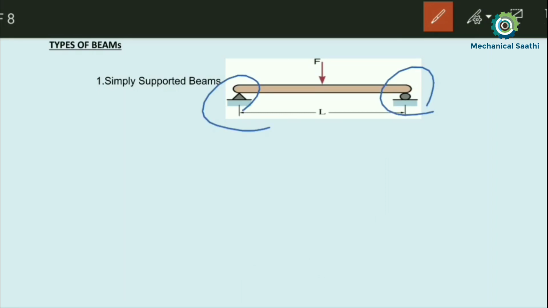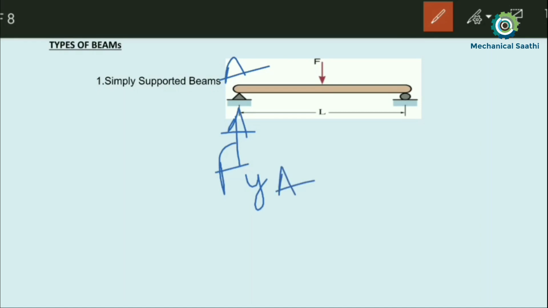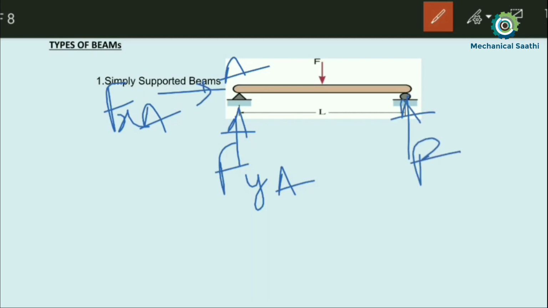If you see, in the case of the hinge support, you will get two reactions. Along the y-axis you will get the reaction Fy; let this be point A, so I can write Fy A. Along the x-axis you will also get a reaction, let us say Fx A. But in the case of the roller support, you will get only the reaction along the y-axis, that is Fy, let this be point B. As I discussed previously, if there are two reactions which are upward only, then a beam held by those types of supports is called a simply supported beam.